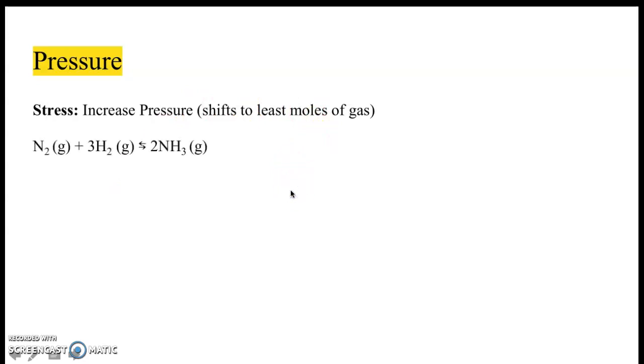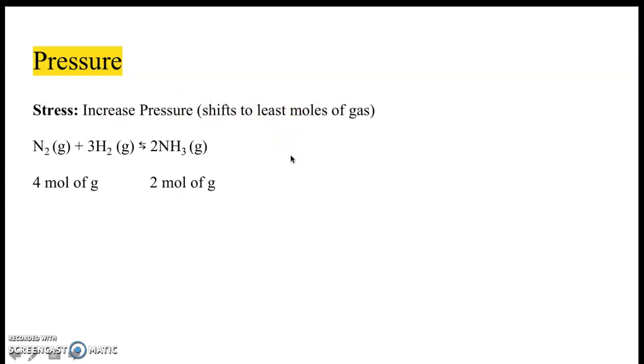So here we have the Haber process. We have nitrogen plus hydrogen producing ammonia gas. We're going to look at how many moles of gas are on either side of our equation. So if we come here, we have 1 mole plus 3 moles for 4 moles of gas, and then we only have 2 moles of gas on our product side. So we're just adding up the coefficients. 1 plus 3 is 4 moles, 2 moles of gas. If one of these was not a gas, let's say this was a solid, we would only be looking at the 3 moles of hydrogen. Remember, gas is the only thing that matters with pressure.